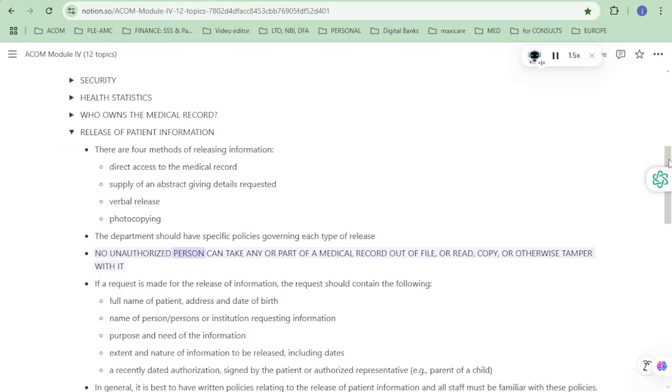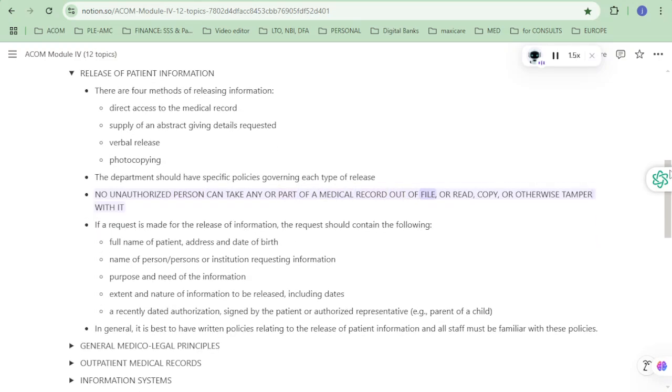No unauthorized person can take any or part of a medical record out of file, or read, copy, or otherwise tamper with it. If a request is made for the release of information, the request should contain the following: full name of patient, address and date of birth. Name of person/persons or institution requesting information. Purpose and need of the information. Extent and nature of information to be released, including dates. A recently dated authorization, signed by the patient or authorized representative, example parent of a child.